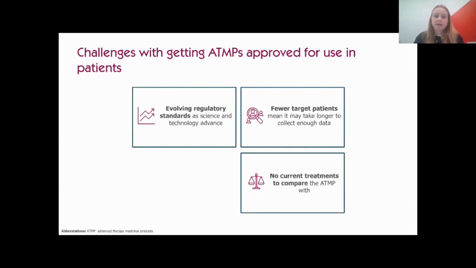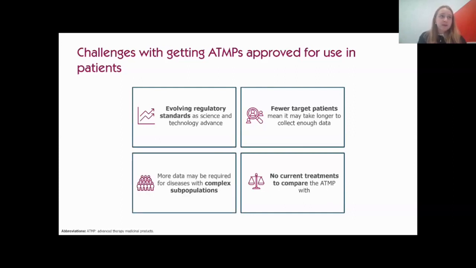So whereas a trial that's being run for a more common disease that already has a clear standard of care, there might not be a clear standard of care for some of these conditions that are being targeted for advanced therapy use. And then more data may be required for diseases with complex subgroups. So again, this kind of compounds the challenges of having fewer target patients.